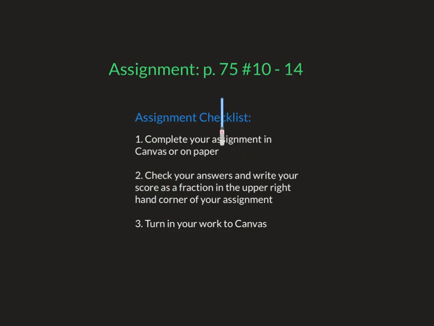So the assignment for today is page 75, number 10 through 14. Please make sure to follow the directions on the checklist and make sure to turn the assignment in to the correct place in Canvas.